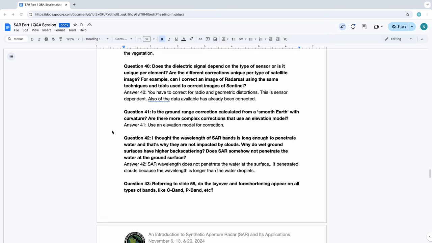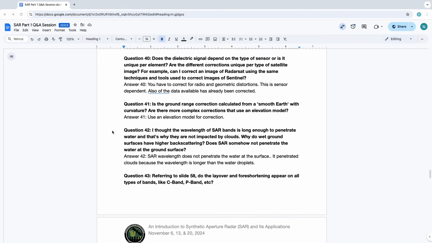Question 40, does the dielectric signal depend on the type of sensor or is it unique per element? Are the different corrections unique per satellite, per type of satellite image? For example, can I correct an image of RadarSat using the same techniques and tools used to correct images of Sentinel? So the influence of dielectric is dependent on the wavelength or the frequency. It's not dependent on the type of sensor. Are the different corrections unique per type of satellite images? They might be slightly different.